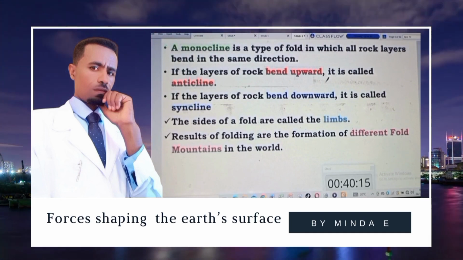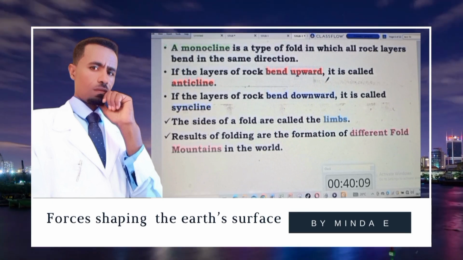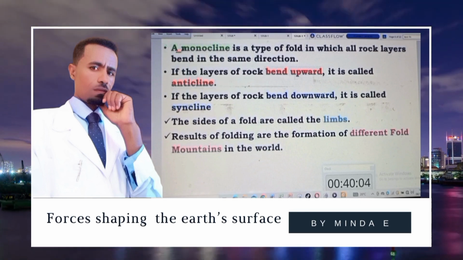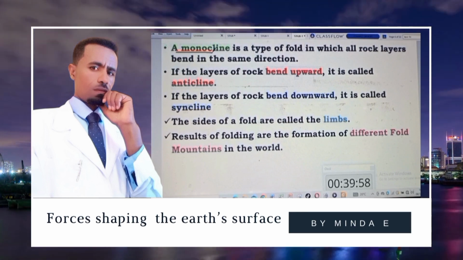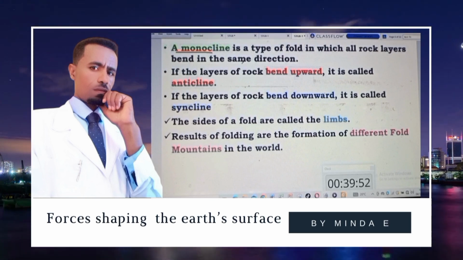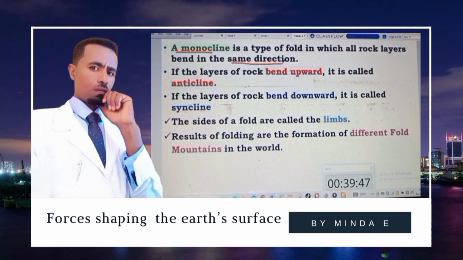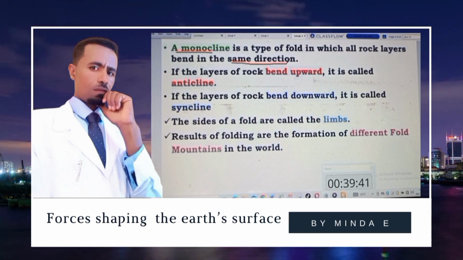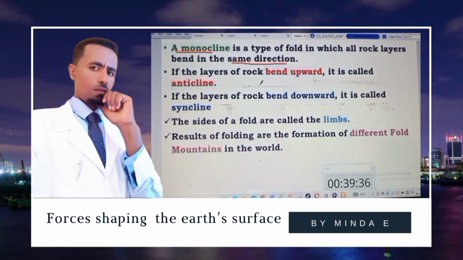There are different types of folding. One type of folding is known as monocline fold. A monocline fold is a type of fold in which all rock layers bend in the same direction. If the rock bends in the same direction, the bending or folding is known as a monocline fold.